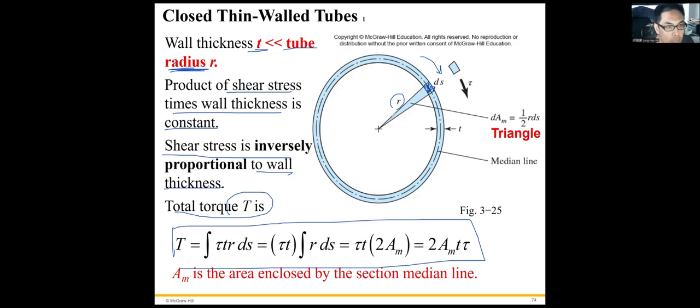Okay, so we can figure out the area of this triangle right here. We can regard this as a triangle, and dA equals half times r ds. The ds is the arc distance, and the n represents the median line. So this triangle is the area with the bottom length of the median line, equal to half of r times ds, right?